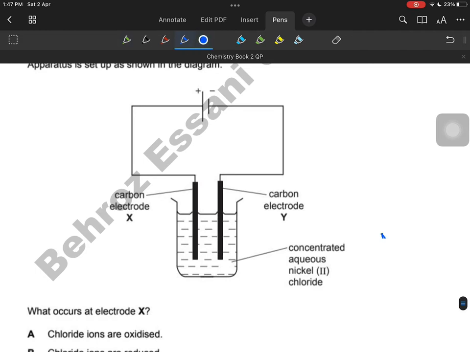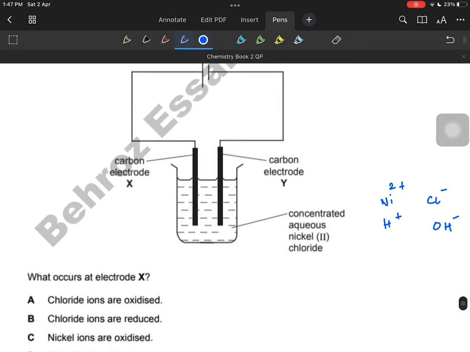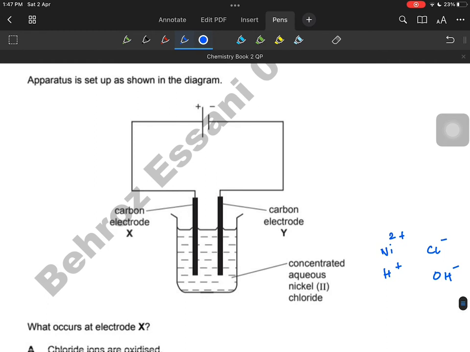This question says apparatus set up as shown in the diagram. It's talking about concentrated aqueous nickel chloride. So nickel ions, H plus ions, chloride, and OH minus ions. We can see that it's asking what occurs at electrode X. Electrode X is connected to the positive terminal, you can see, so it is actually the anode.